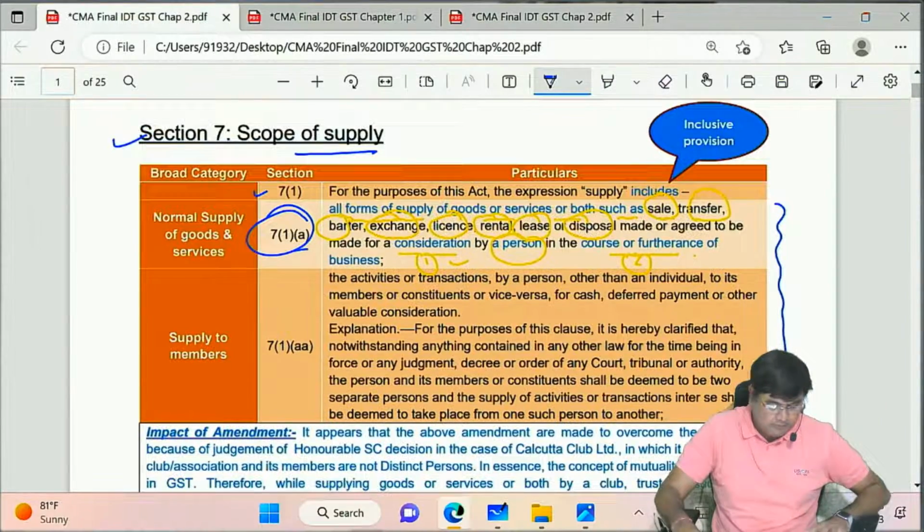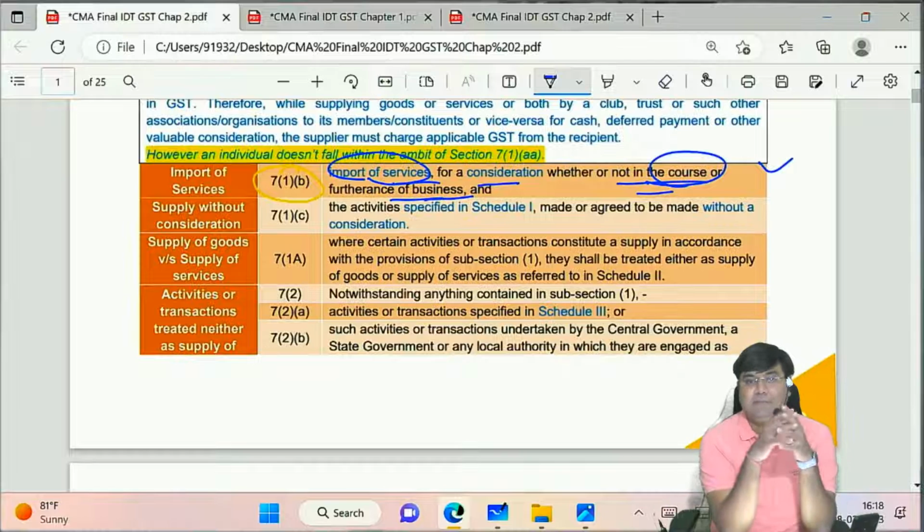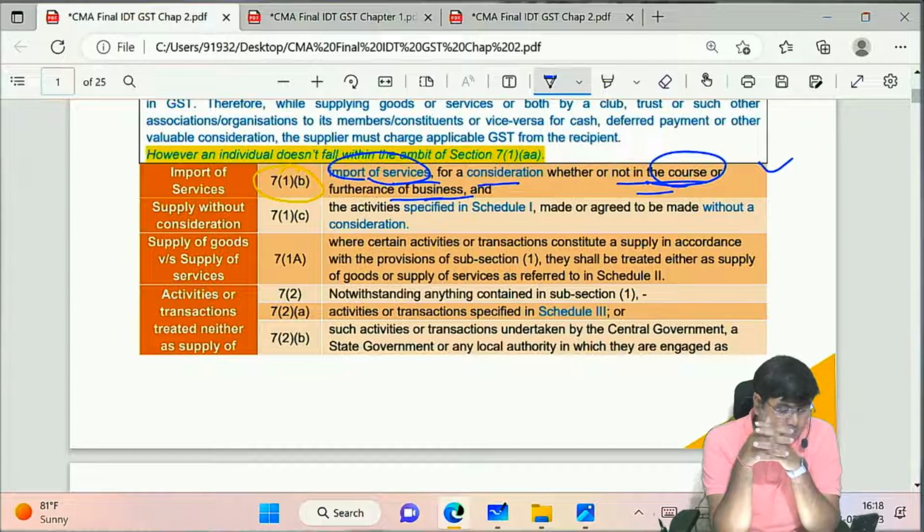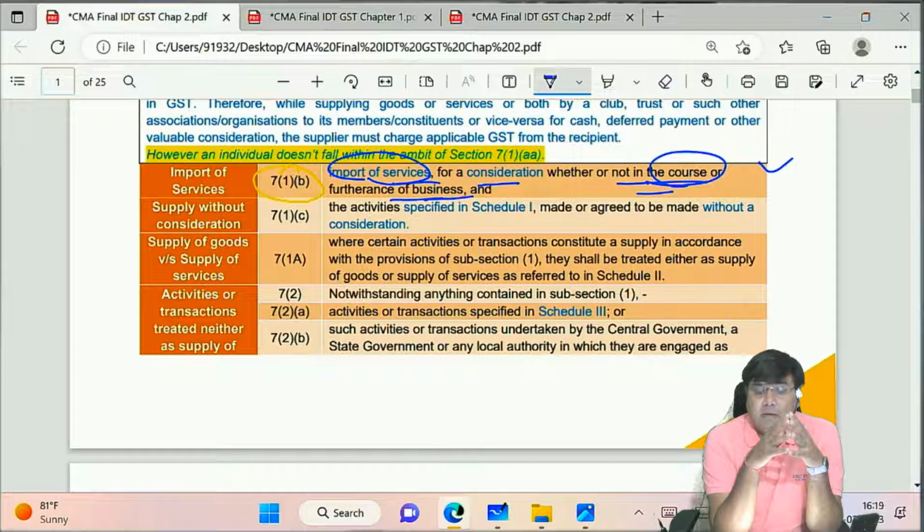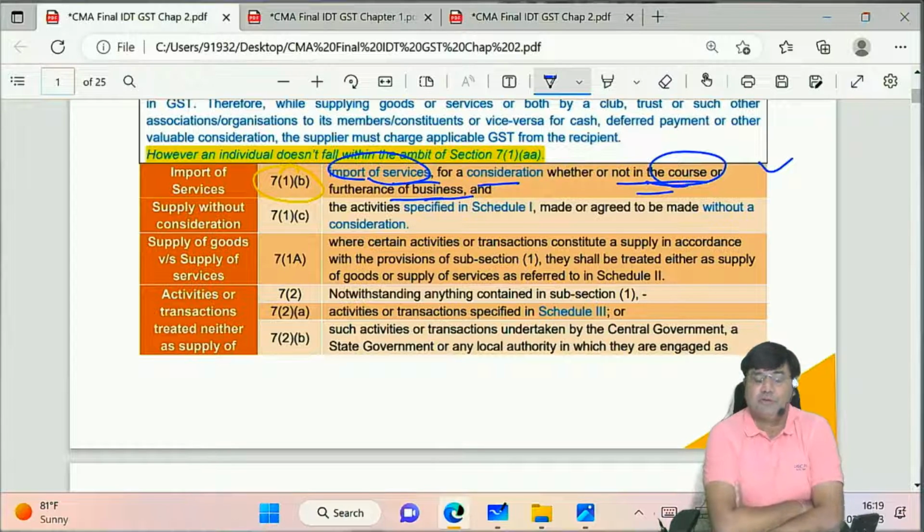But Amit Jain or Santosa, let's say he is importing services of whom? Facebook, Instagram. So Santosa uses Facebook, Instagram, or Twitter. Santosa doesn't pay anything.